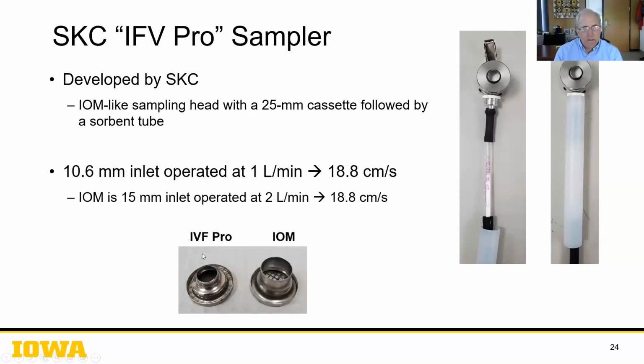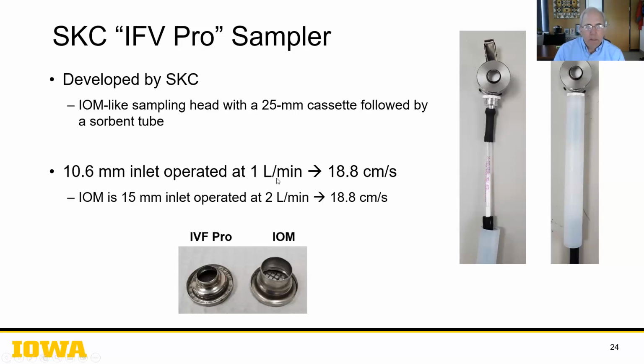And this head on it, you can see down below, has a smaller diameter than the IOM. It's about a 10.6 millimeter inlet. It's operated at 1 liter per minute and gives you a face velocity of 18.8 centimeters per second, whereas the IOM is 15 millimeter inlet. It's operated at 2 liters per minute, but still gives you that 18.8. So that's the scaling that went on in order to have the same entry velocity, which is critical for having an inhalable sampler be what it is.